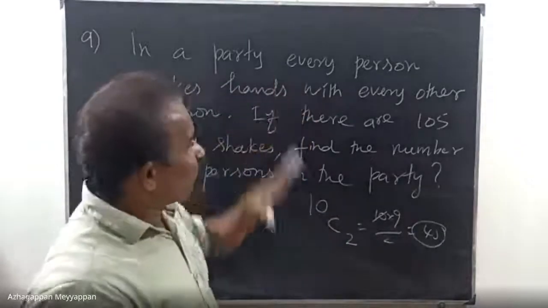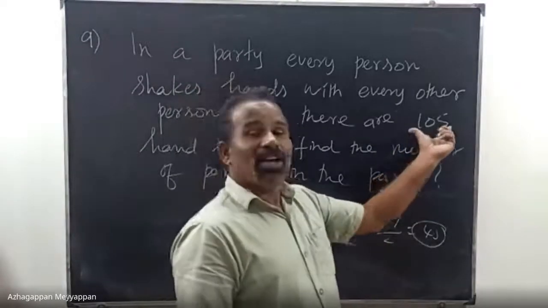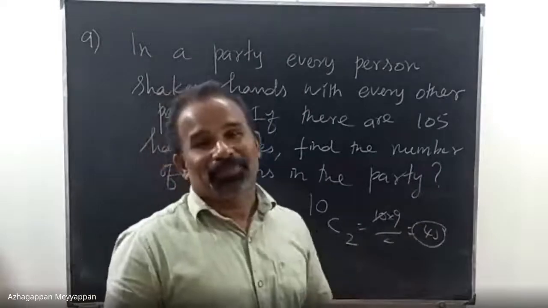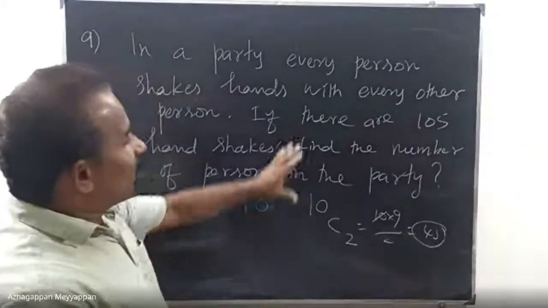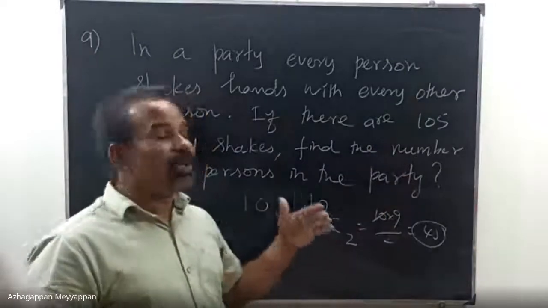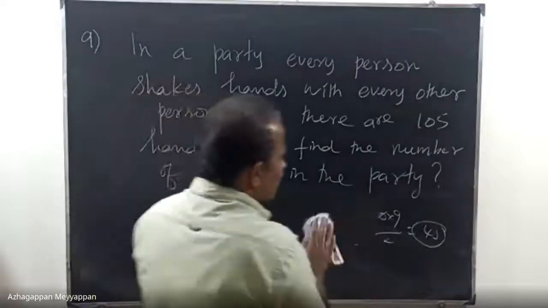But here the question is, instead of 45, they have given 105 handshakes. So what will the number be? How many persons are attending the party? This is the question.